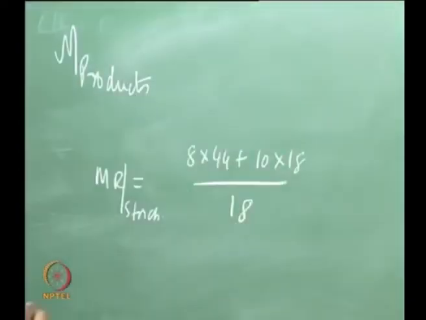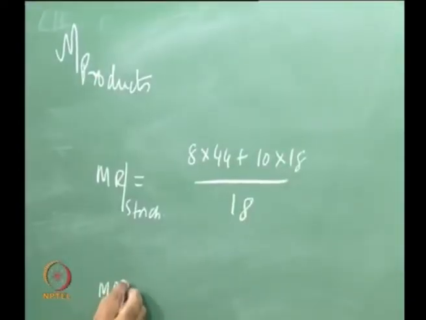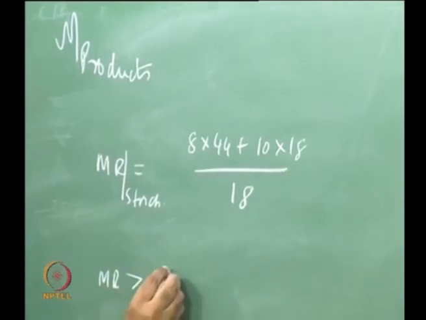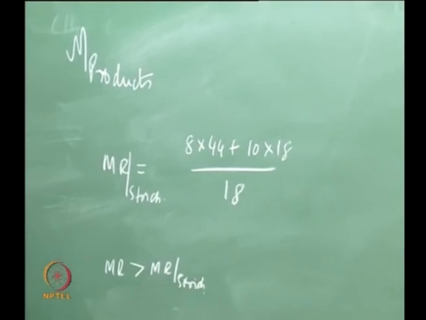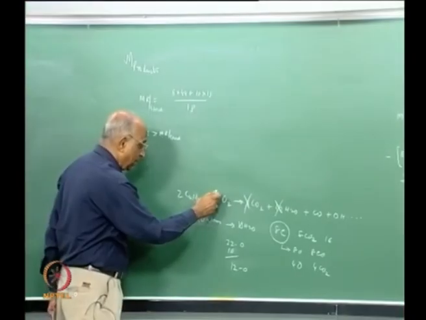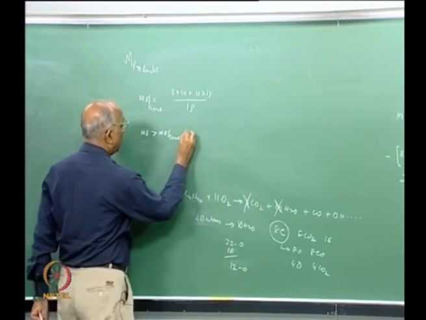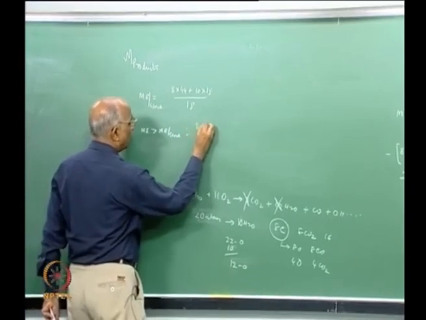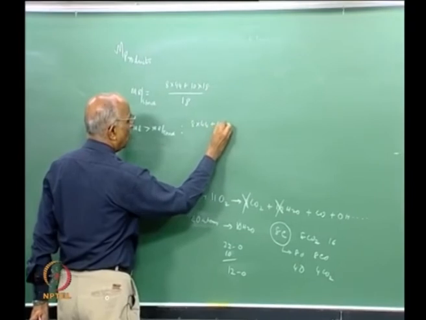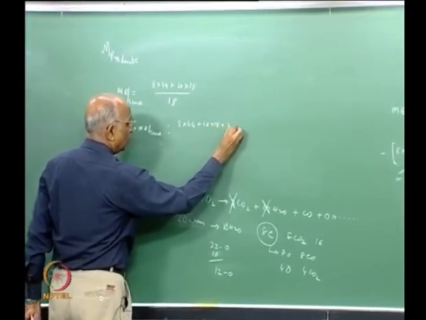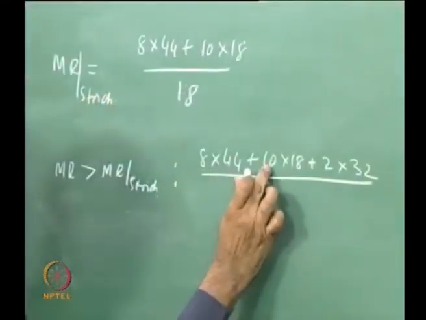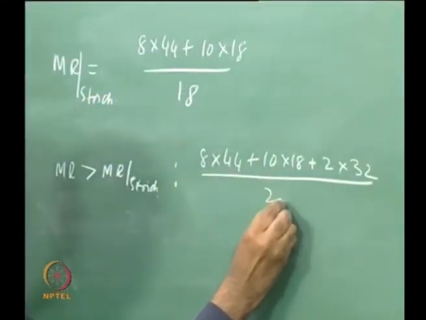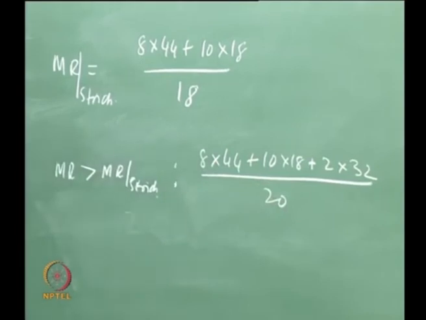If it was more than stoichiometry, that is mixture ratio greater than stoichiometry, when we had something like, instead of 13, I had 15, what did I get? I got (8 into 44 plus 10 into water 18 plus 2 into 32) divided by (8 plus 10 plus 2), which is 20, right? I am looking at the mean molecular mass of the products.